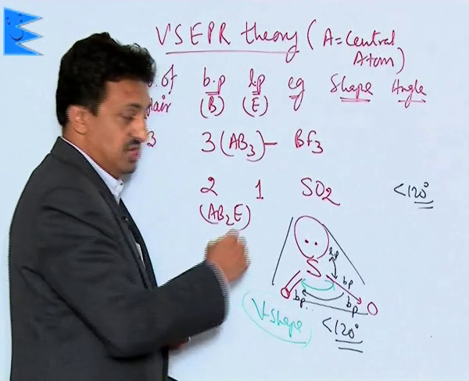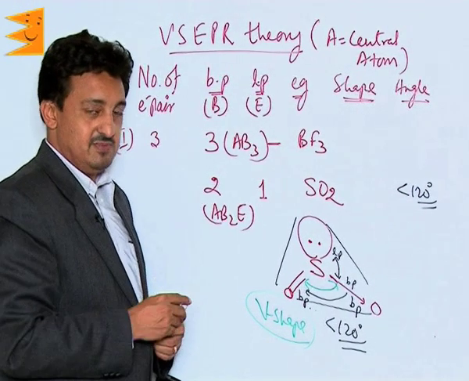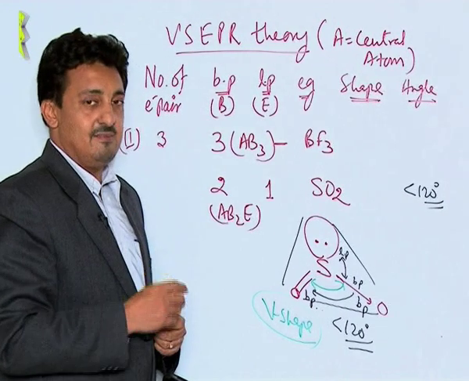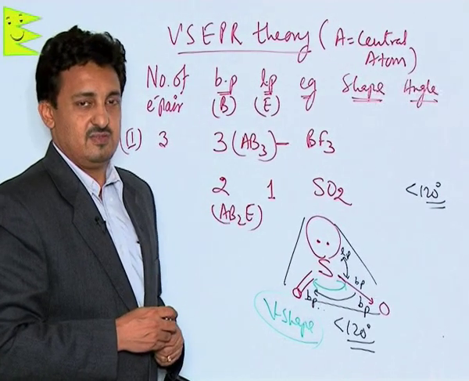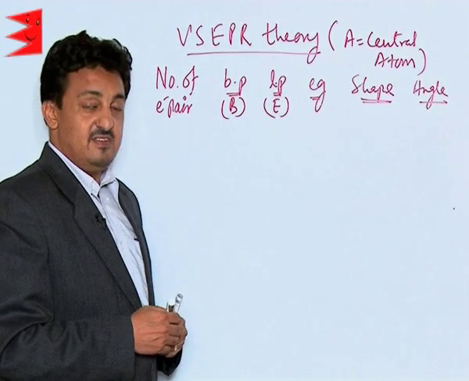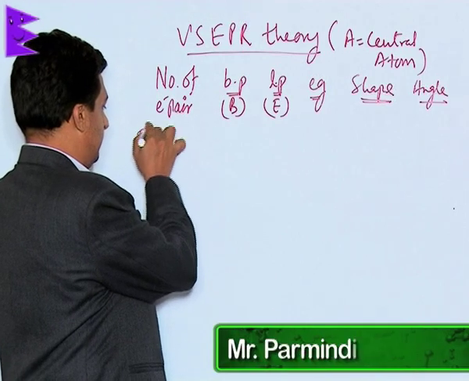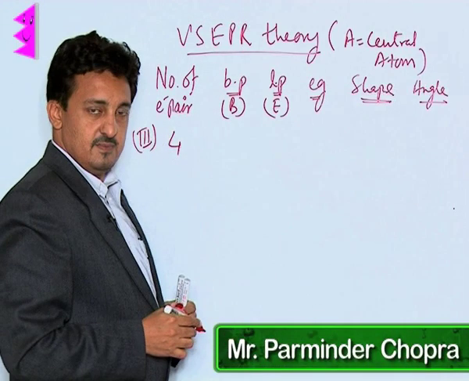Shape is V shape. So this is what are the examples or types possible in case of the central atom having 3 pair of electrons. Let us take now the molecular species in which the central atom is having 4 pair of electrons. This is the third category we have.